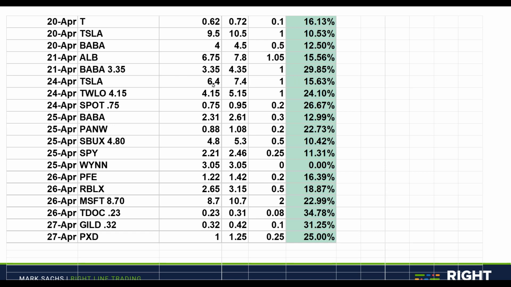You know, Tesla, we did 640 out at 740. Make $1 on that, 15%, 30% on this BABA trade. So this is basically an overview of the trades that we took. This is from April 20th to April 27th, and all of these were in the room. And a lot of them went out on alerts. Not every trade goes out on alert because some of them are too quick. I'm only going to be in the trade for half an hour, 45 minutes, so I don't alert those, but the other ones we do.